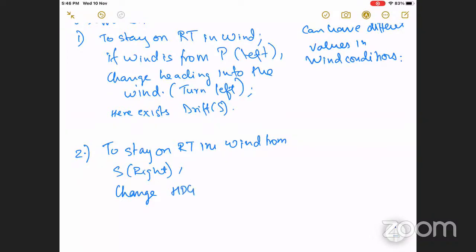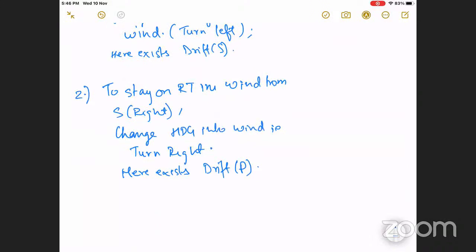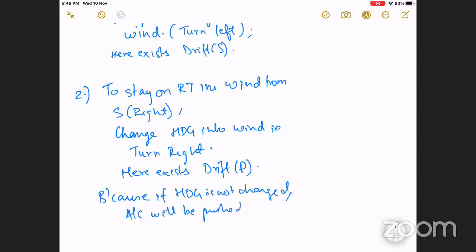So, change heading into wind, that is, turn right. Here exists port drift. Why port drift? Because if heading is not changed, the aircraft will be pushed towards port and will become off track. In clear words.